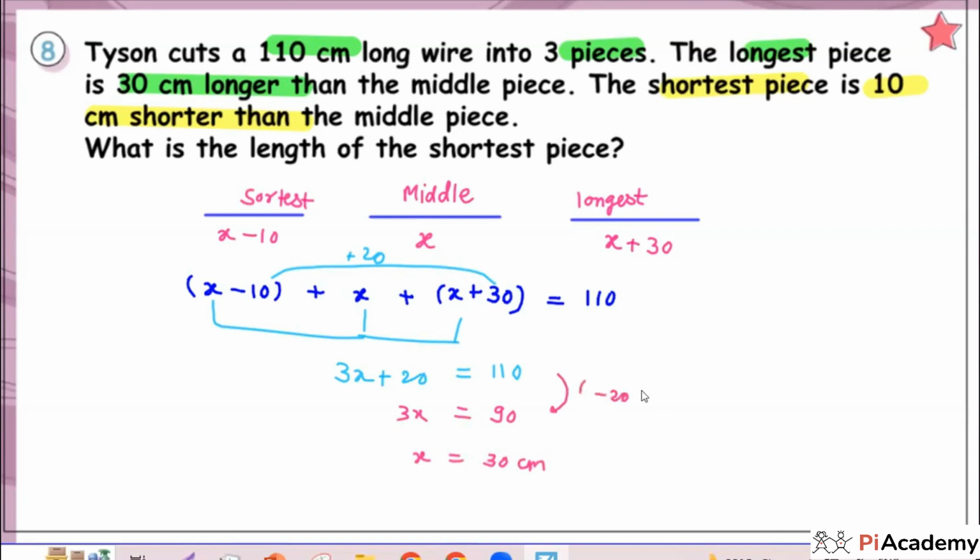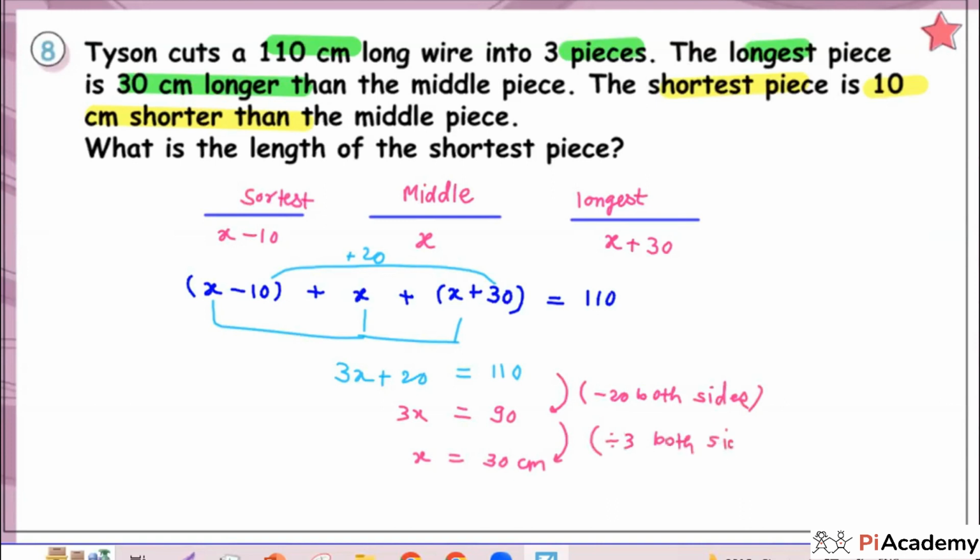What I have done from line 1 to line 2 is subtract 20 from both sides. And from line 2 to line 3, I have divided by 3 on both sides. So nothing new, it's an easy process.